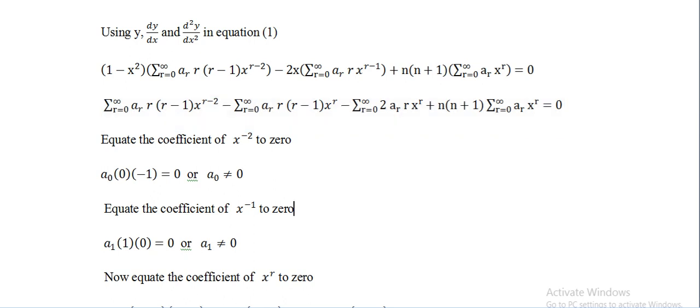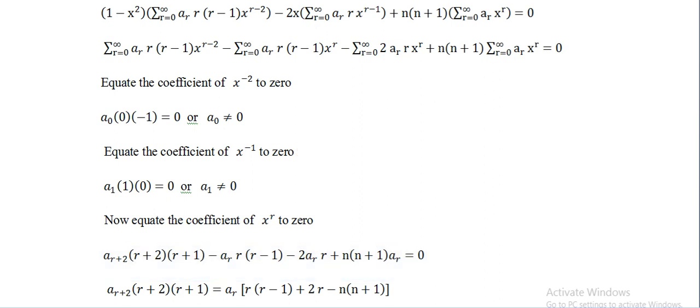So the first term is a(r+2), so here we will replace r by r plus 2: a(r+2) times (r+2). Next one is (r+2) minus 1. So r plus 2 minus 1 becomes r plus 1. Next term is r minus 1. The third term is minus 2 a_r into r. And the fourth term is plus (n plus 1) a_r. So we have to equate the coefficient of x raised to r as 0. Then we will get this equation.